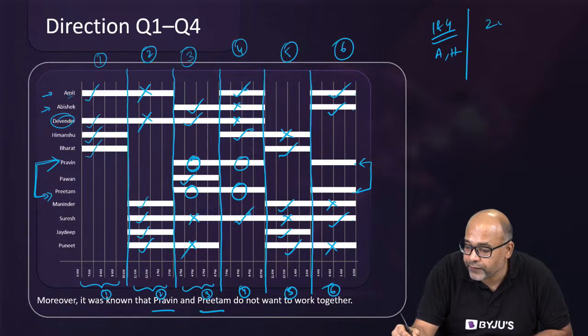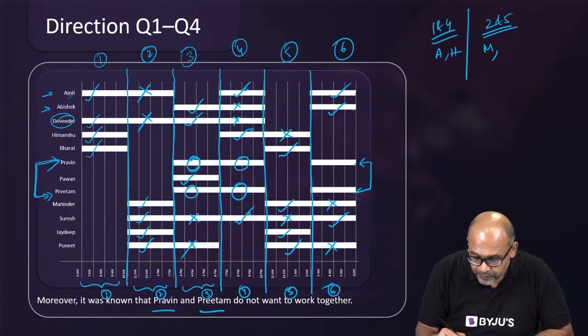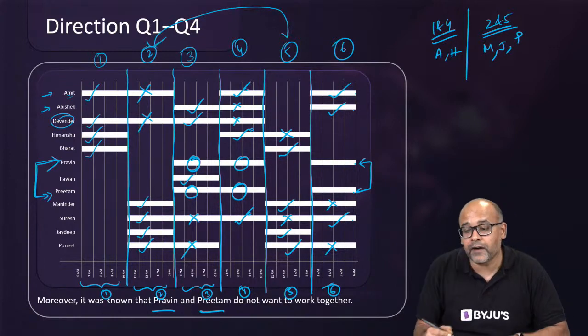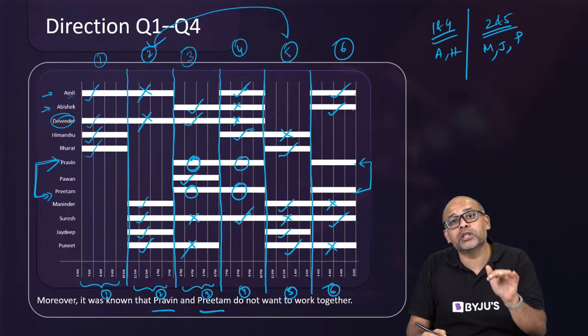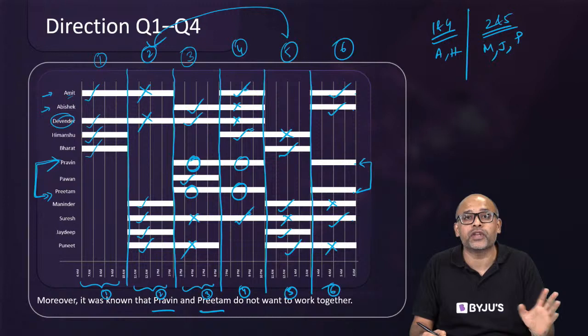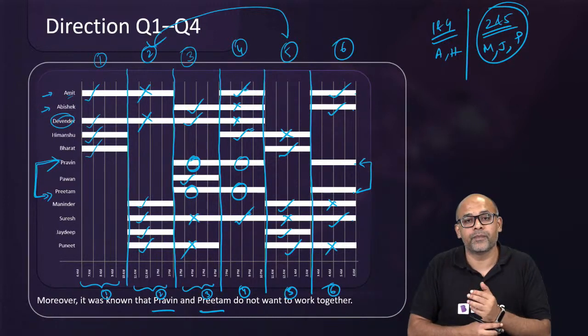Then if you look at 2 and 5, who are the people who are common? We have Maninder common, then Jaideep common, and Puneet common. So we have 3 people common. Now check, is it possible to have 4 people common anywhere? You'll notice that no 2 shifts have 4 people common. Therefore this itself should be your answer, 2 and 5.